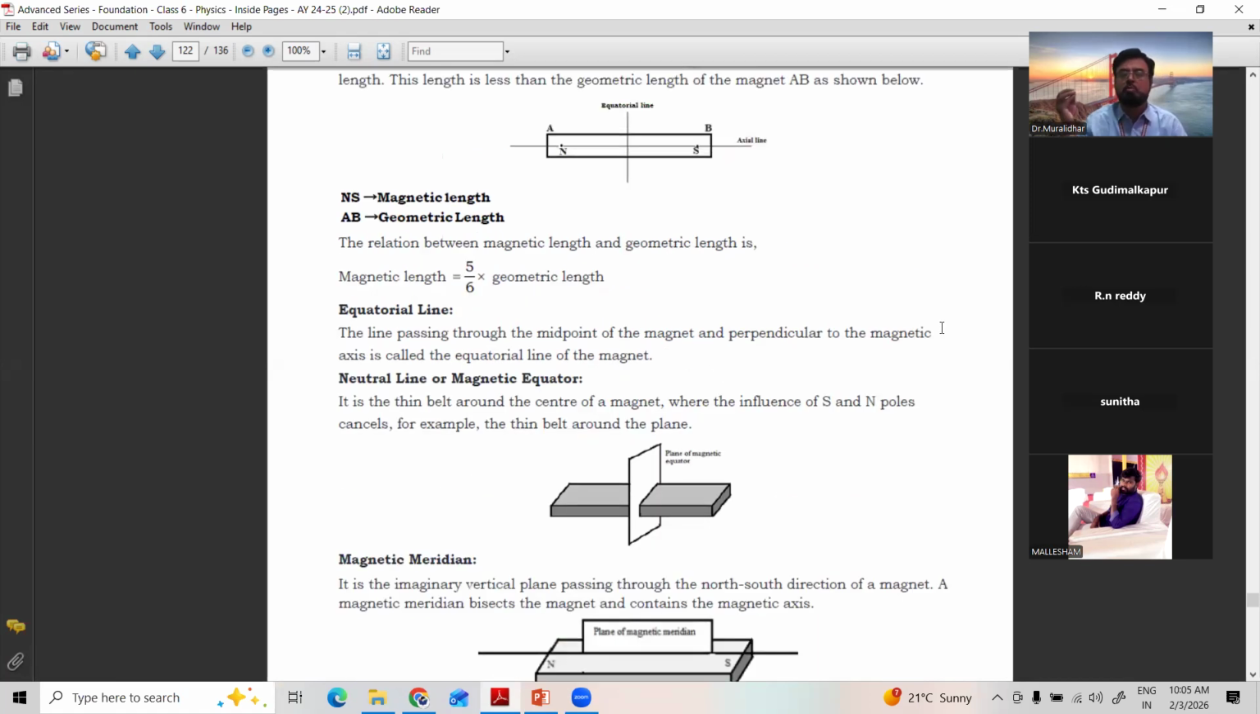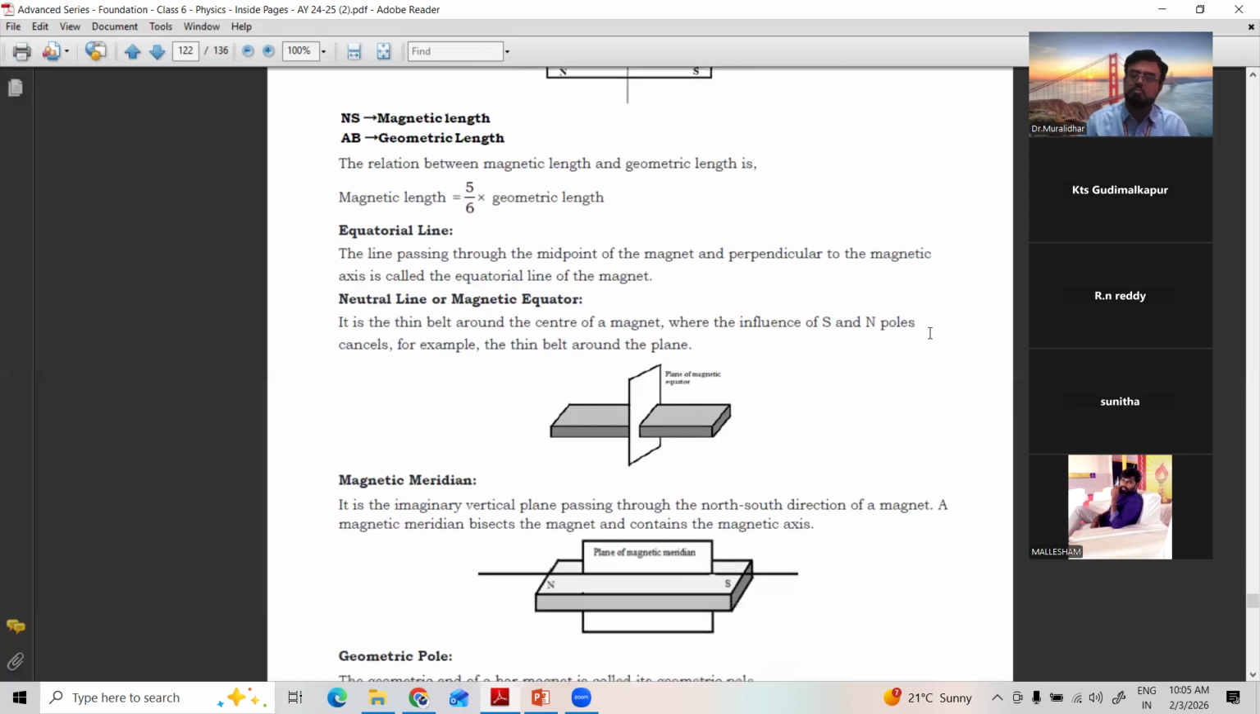So you can give the magnetic length and ask to find out the geometrical length, or you may give the geometrical length and ask to find out the magnetic length. We can use a formula: magnetic length is equal to 5/6 or 80% of geometrical length. Right? The very important part.